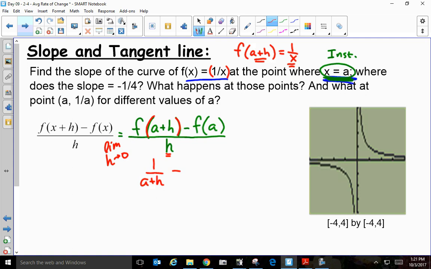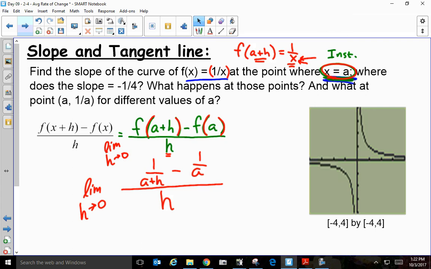Minus. Now, what's the function here when I just throw an a in it for x? 1 over a, because x equals a, right? So I throw an a in for that. It's 1 over a, all over h. All I did is still the limit as h approaches 0. Now, when I first went over this, Sienna, it bothered me the way they did this, but it's mathematically correct.